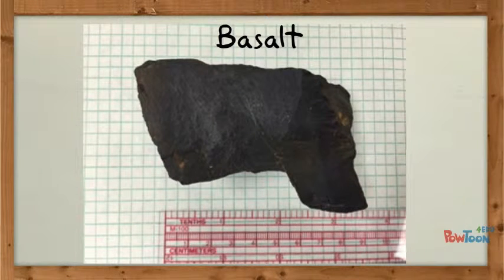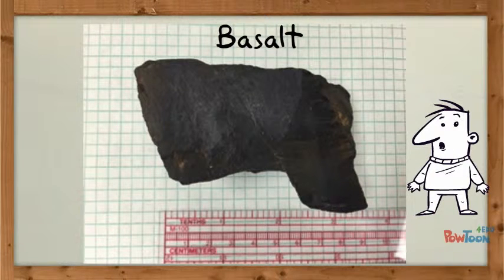Basalt is an aphanitic igneous rock that is mafic in composition and forms extrusively. The basalt distributed throughout the Owyhee Volcanics formed during the Miocene epoch.